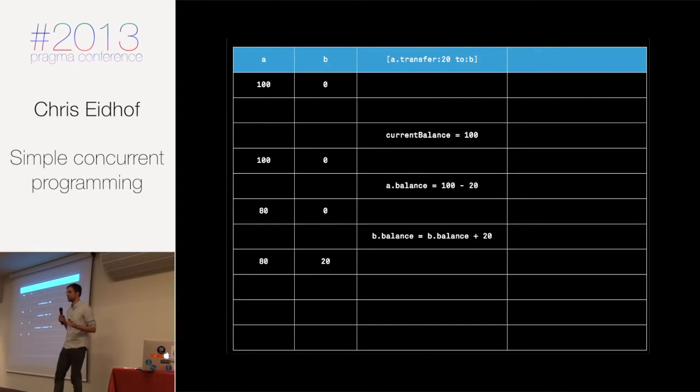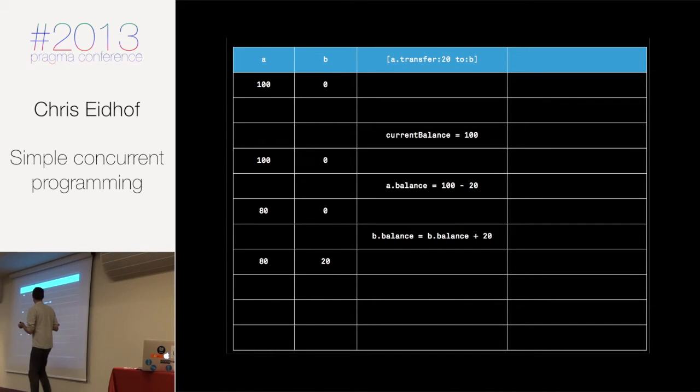This is the single-threaded scenario. It's very simple. You have two variables, A and B, so two accounts. Account A has 100 euros, and account B has 0 euros. Now, on the top it says transfer 20 to B. So you transfer 20 to B.